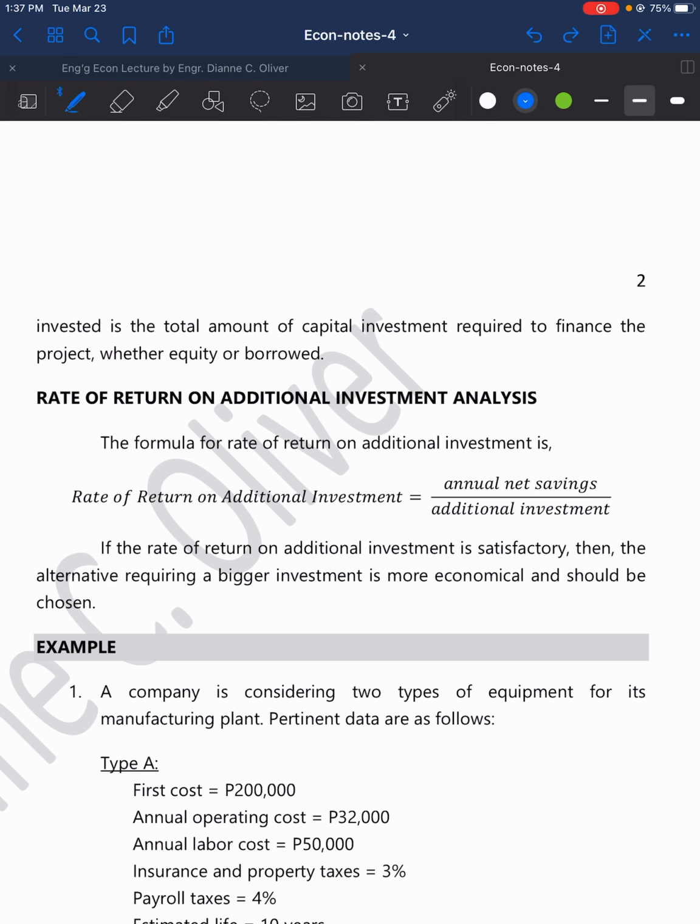Okay, so this portion here will decide which alternative is better. For the rate of return on additional investment, which we will use for the problem, if the rate of return is satisfactory, meaning that the computed ROR is greater than the ROR required, then we will have the alternative requiring bigger investment to be chosen. So the alternative requiring a bigger investment is more economical.